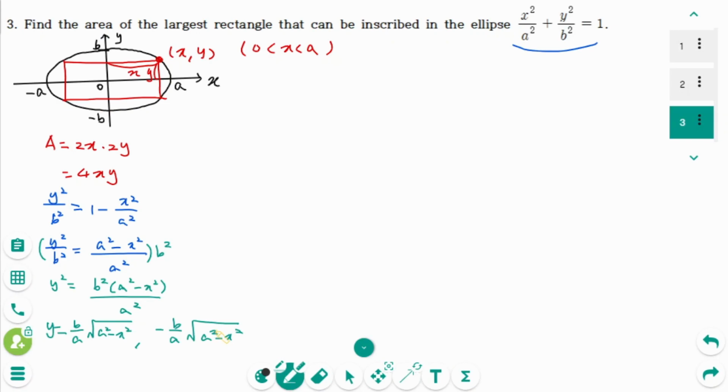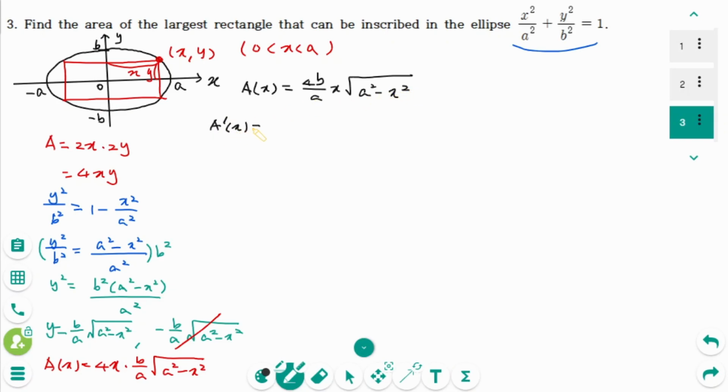Since the point we picked here is above the x-axis, we take the positive part, not this one. Then back to the original. A(x) equals 4x times y, where y is b over a times square root of a squared minus x squared. So we maximize A(x) equals 4b over a times x times the square root of a squared minus x squared.